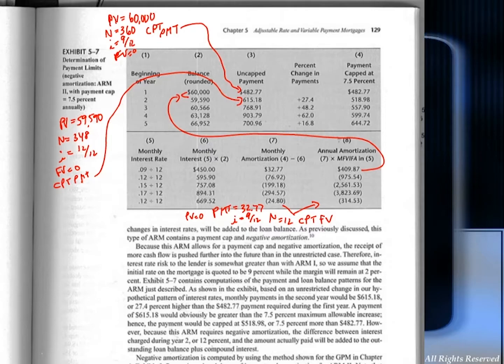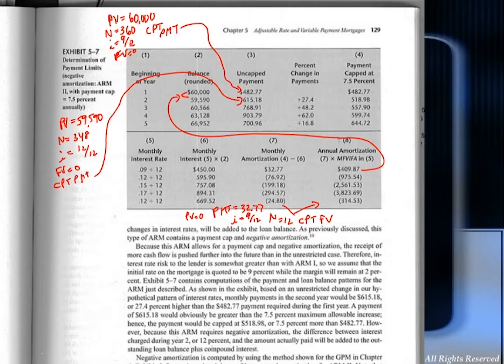And we would then use that and come up with, down below, well, how much of that was interest and how much is amortization? So if we took just 9% divided by 12 of the 60,000, we'd say 450 of it was interest. So the remaining $32.77 was the amortization.